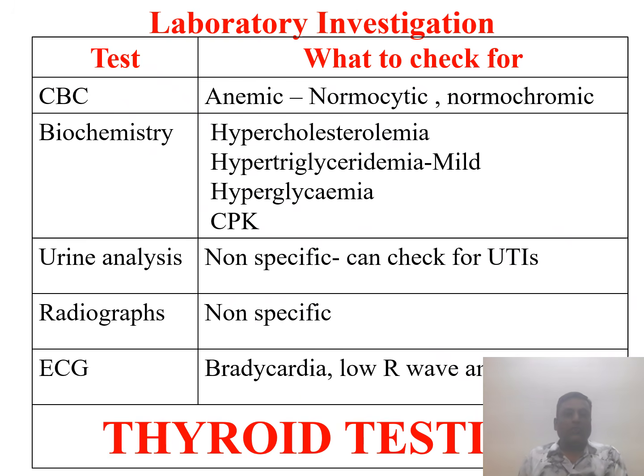Now, what laboratory investigations do we generally recommend? Of course, CBC, biochemistry, urine analysis, radiograph, and ECG. Apart from this, the most important is thyroid testing. This thyroid testing is important to rule out whether it is classical hypothyroidism, non-thyroid illness, or euthyroidism.